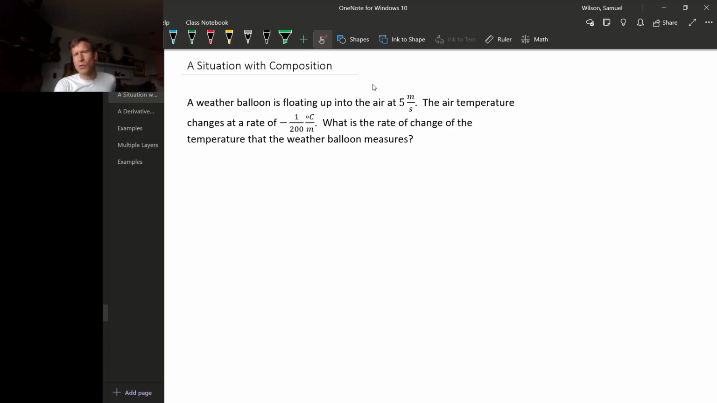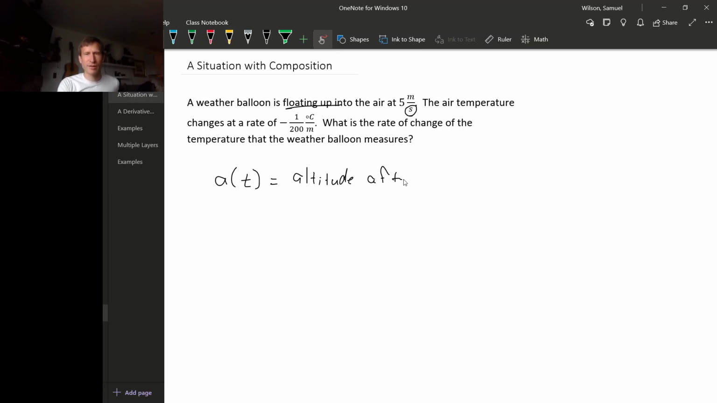So to really understand why this is a situation with function composition, maybe we should come up with some names for the functions that are hiding in the background of this context. We have a weather balloon that's floating up, so its altitude is changing. So let's name the altitude function. Maybe we'll call it a of t. That's a function of time because this altitude is changing as time goes on.